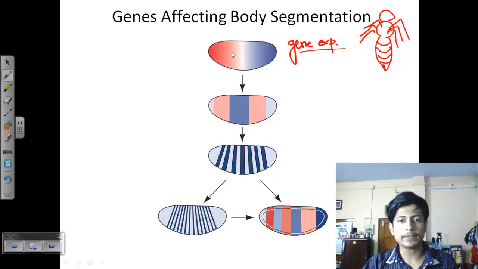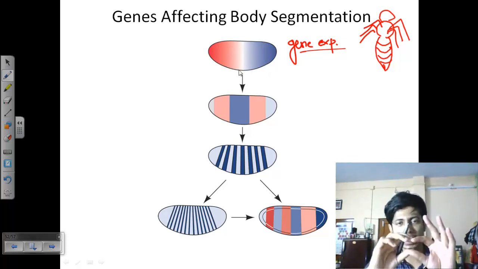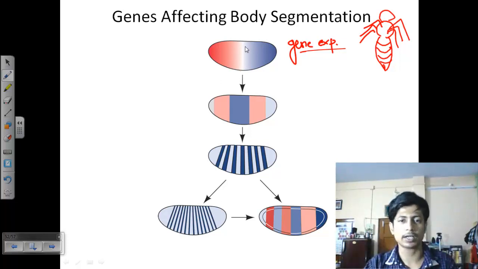So at the very beginning, as the insect larva has a centralized yolk content, it also needs to determine which part will be anterior, which part will be posterior, which part will be ventral, and which part will be dorsal. That's very important, right? So in this case, body axis determination is also an important task in fruit flies.